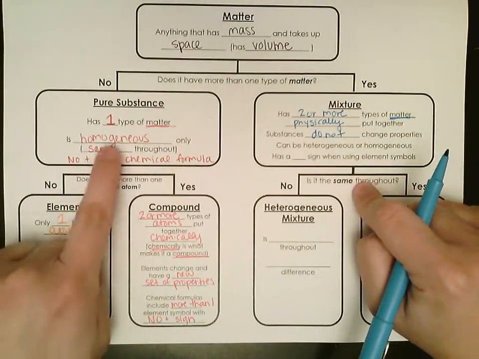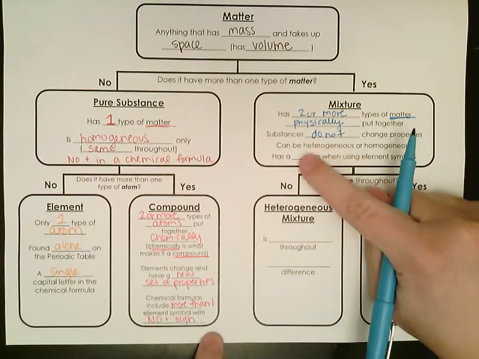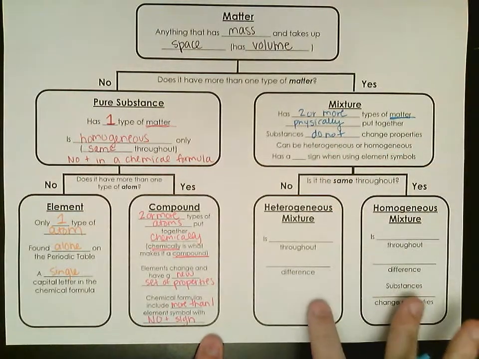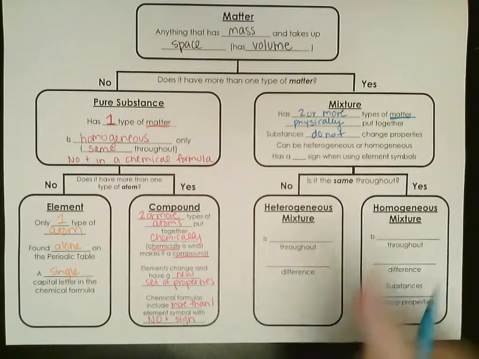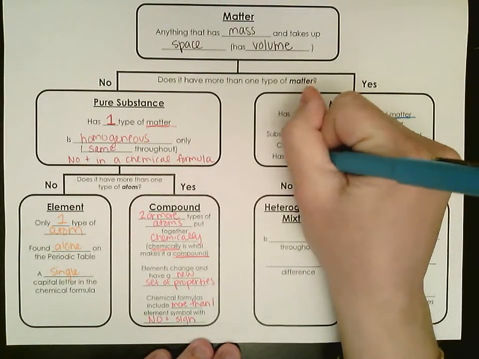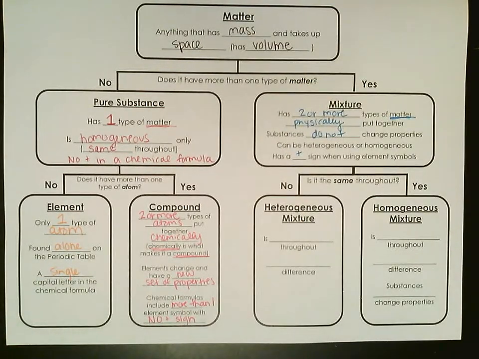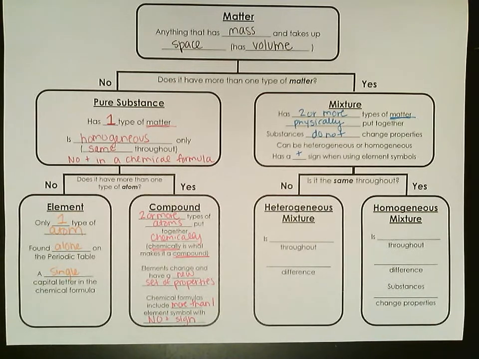All compounds are homogeneous. Mixtures can be heterogeneous or homogeneous, and we'll talk about that in just a second. And mixtures have a plus sign when you're using element symbols. So if you're mixing something together, you're adding it together, so you're going to have a plus sign there. Now let's break down our two types of mixture options here.